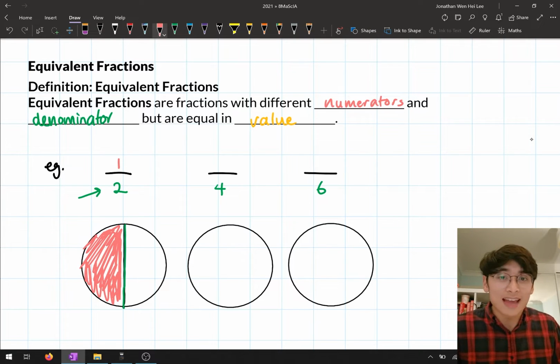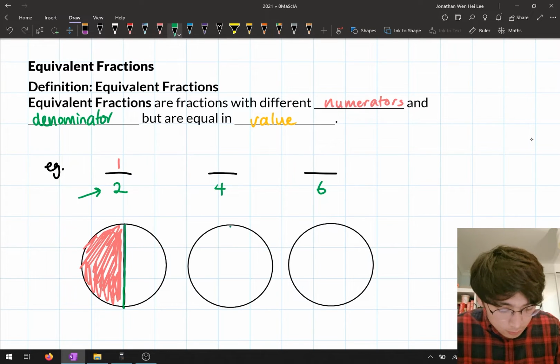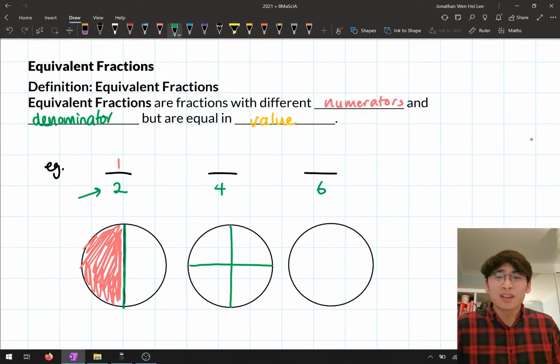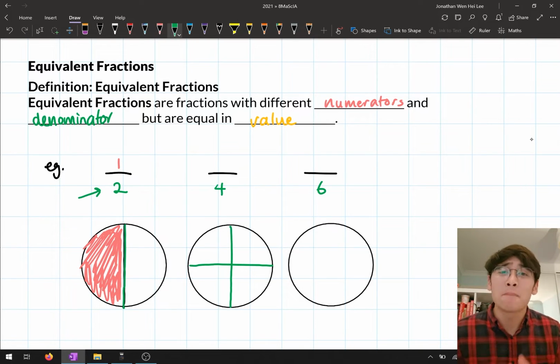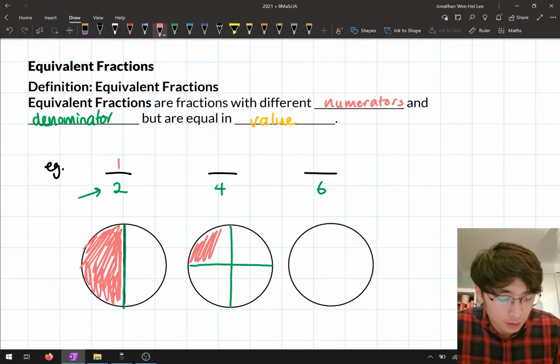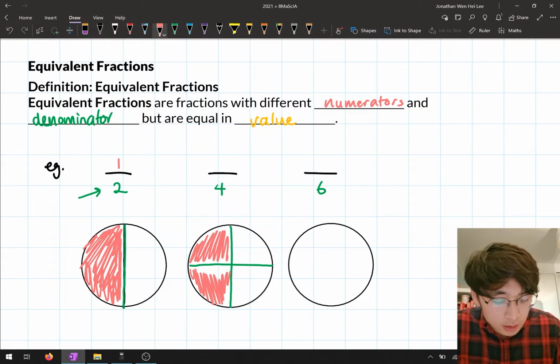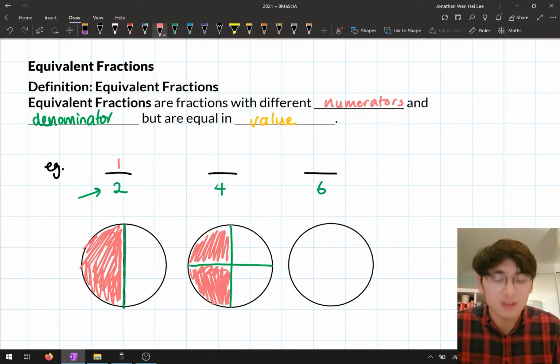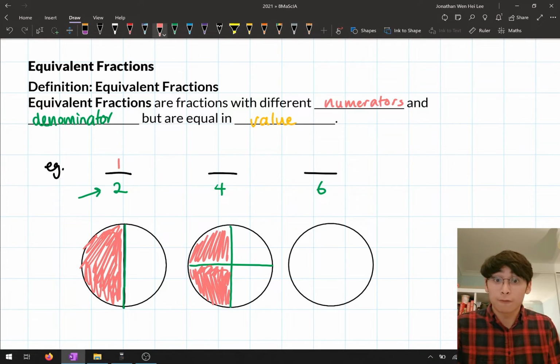Now we could also write this as a fraction out of 4. Now, if I divide my whole into 4, which is what the second fraction is, I'm splitting it into 4 parts. Now, if I want to represent the same value, if I want to have the same amount of stuff shaded as my first circle, well, I'm not just going to have 1 part selected out of my 4. I need actually 2 parts. And so by selecting 2 parts, I've got the same value. We've got the same amount shaded, but we've got different numerators and denominators here.